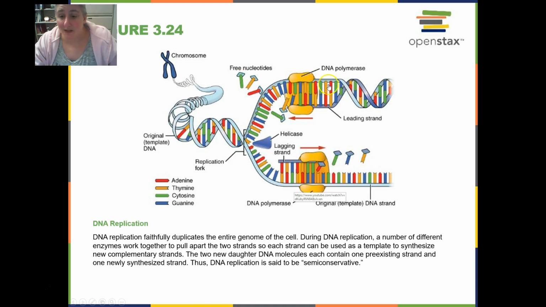And if it's the 5' end that you have opened, you're going to bind over here and build in the opposite direction. And then you're going to have to bind here and build in the opposite direction, and then bind here and build in the opposite direction. Whereas the leading strand is just continuously being produced.